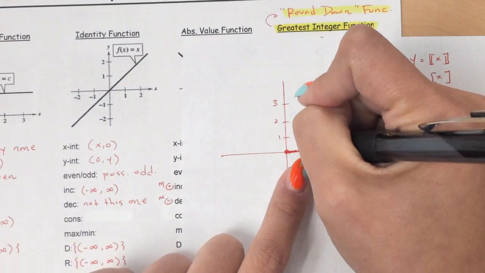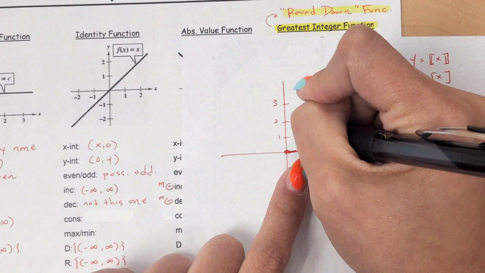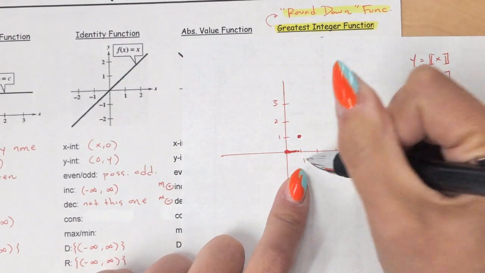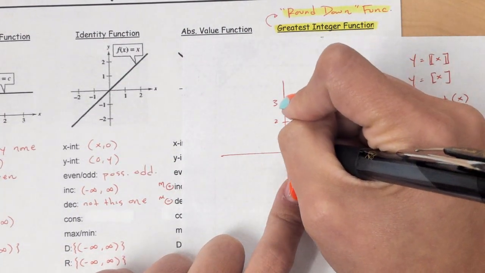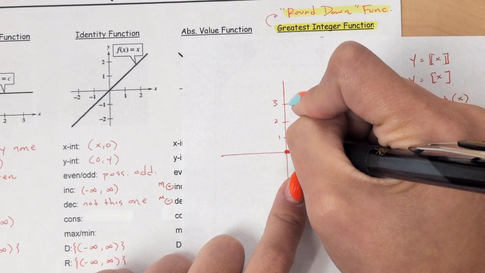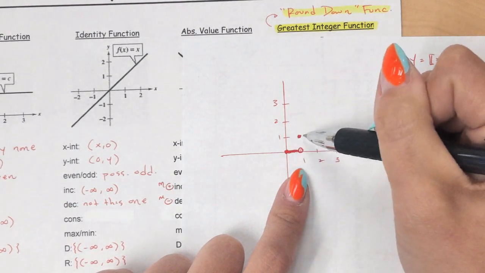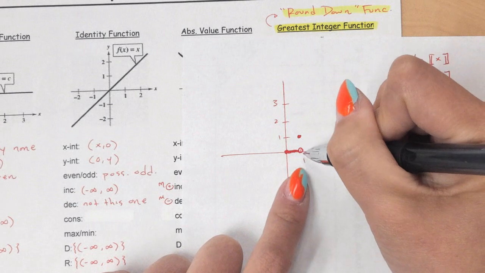That's our next integer. So at 1, it all of a sudden jumps up to 1. So (1, 1). Well, what happens here? It's basically a line until here, and then there's a hole. And then it jumps up to here. And then the same thing happens. You plug in 1, you get 1.